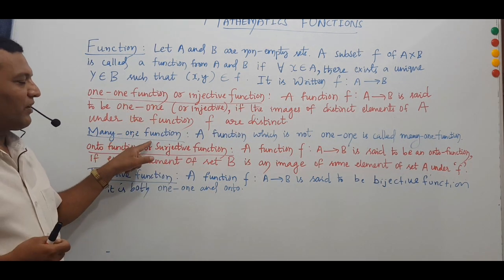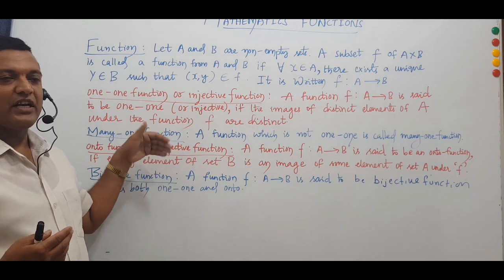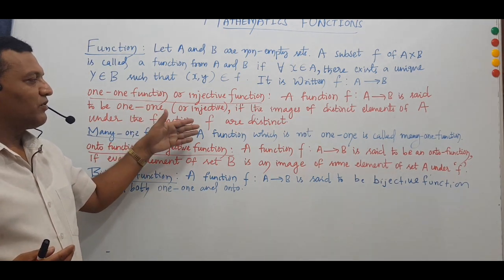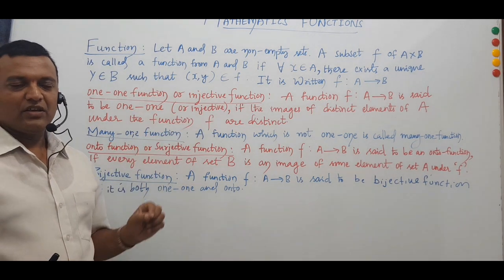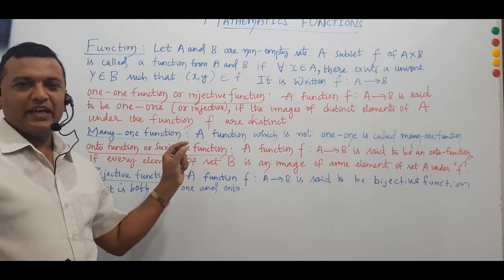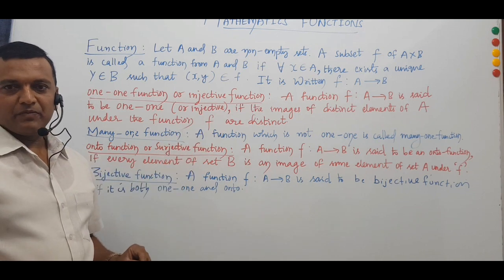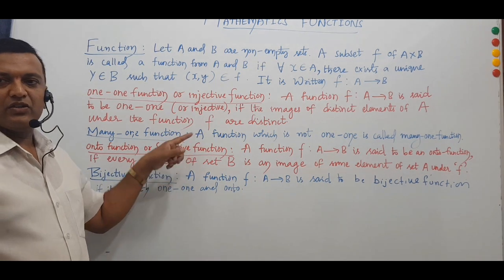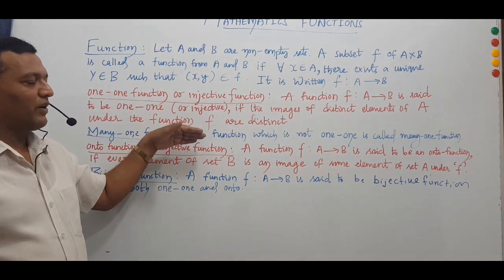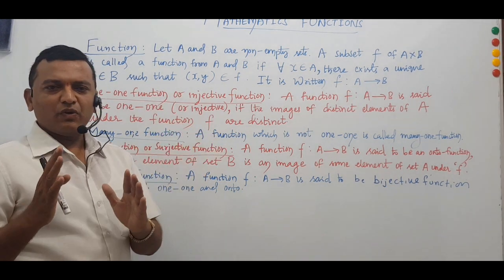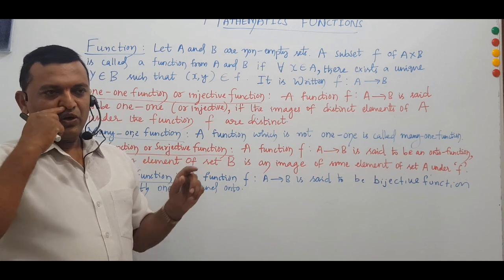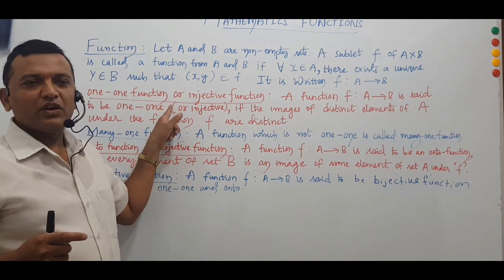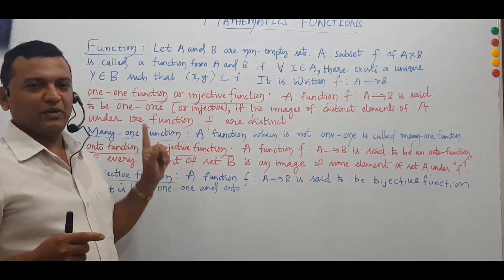Now if you come to the many-one function, it is very easy to understand in comparison to one-one. The function which is not one-one is many-one. It means more than one element of A is mapped to the same element of B. Then that becomes many-one. So simply, after understanding one-one, the function which is not one-one is many-one. So we got what is a function, what is a one-one or injective function, and what is a many-one function.